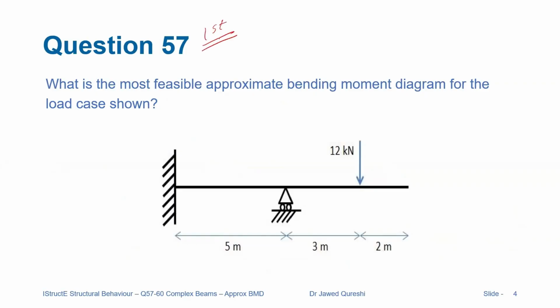This is the first question. What is the most feasible approximate bending moment diagram for the load case shown? Here we have to find out the bending moment diagram as the loading is applied at the overhang portion, which means that the deflected shape is going to be like this, and this means that the direction of reaction here is going to be downwards, here it's going to be upwards. So we have to keep these things in mind while solving these structures.